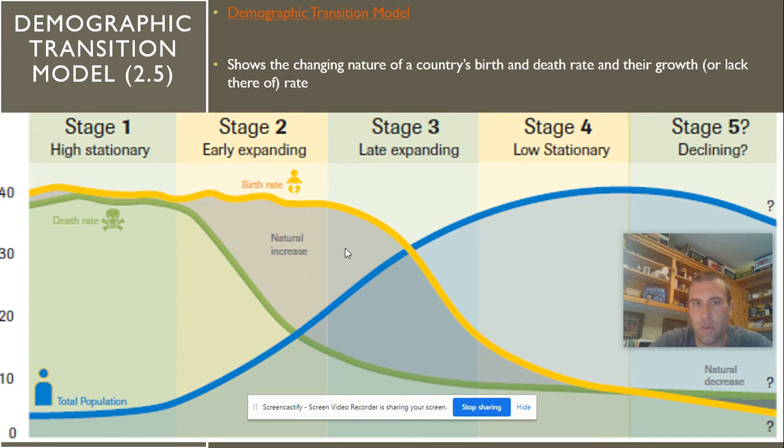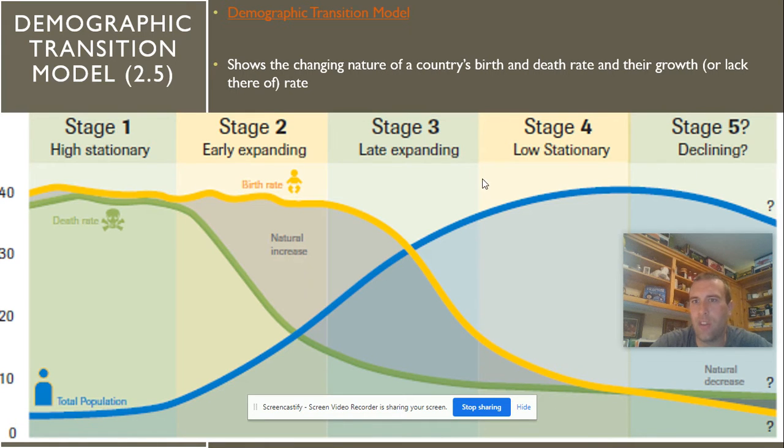But then, as those countries continue to progress, the death rate's going to level off or continue to go down, and now the birth rate goes down as well. Then in stage four, they get really close to each other. They get really, really close to each other, and now you're barely growing. In stage five, you're actually declining.